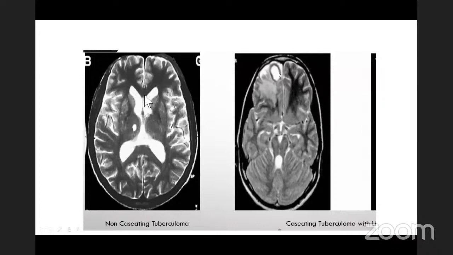We will find that in a case of non-caseating tuberculoma, the core will be cystic, like NCC, whereas in a caseating tuberculoma, you have a rim which is hypointense and a core will be cystic. So this is the difference between a caseating and a non-caseating tuberculoma.